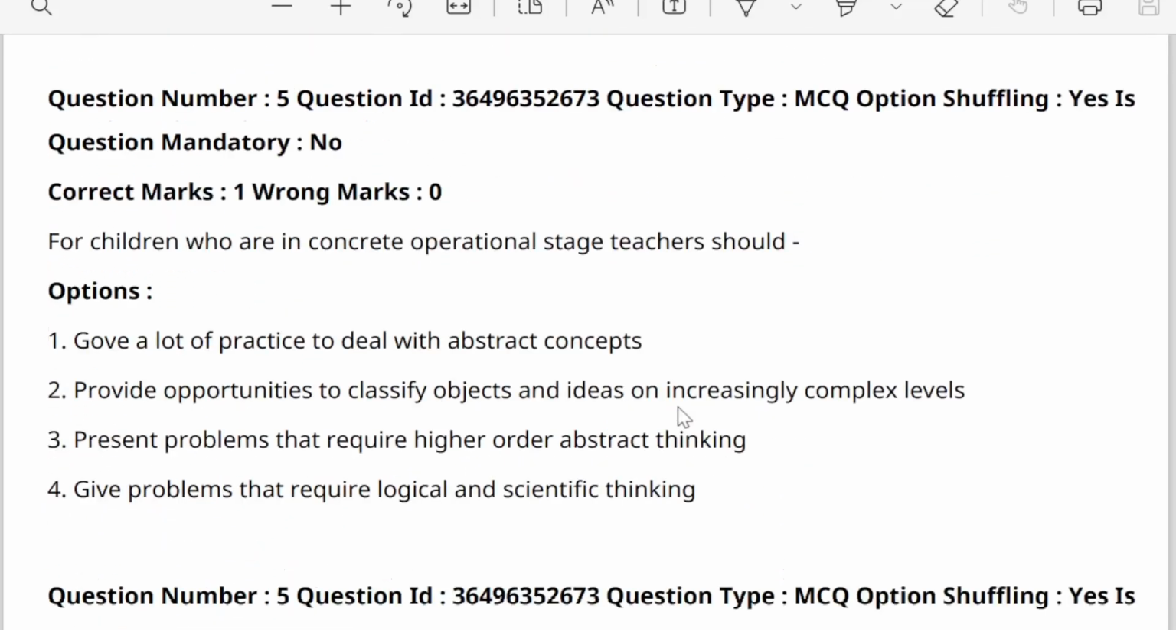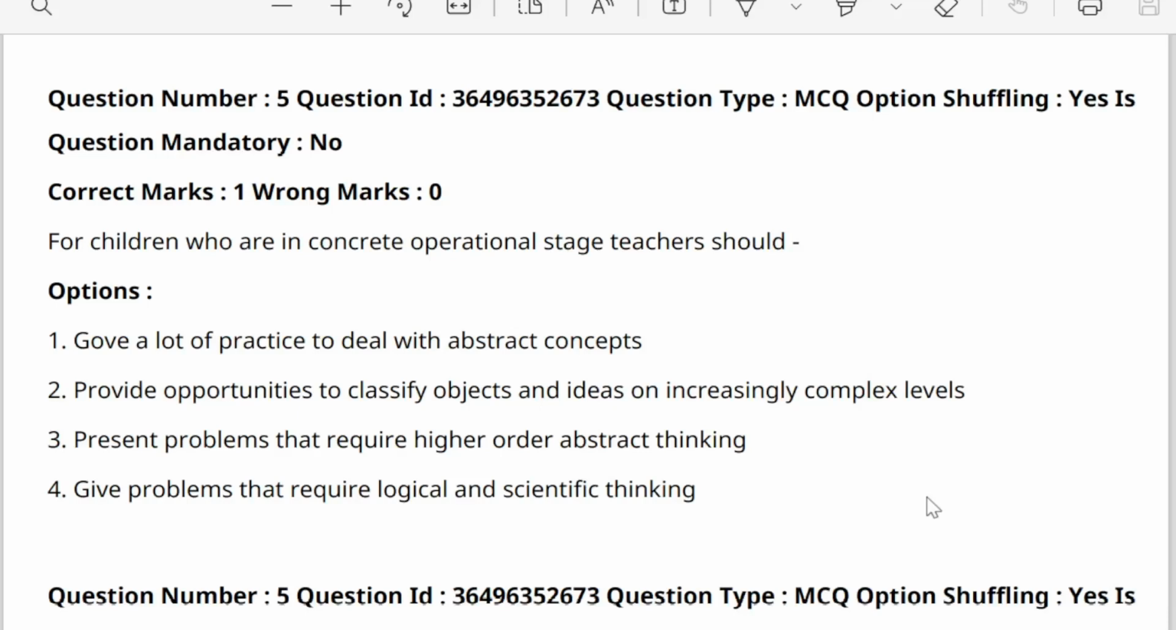Question number 5. For children who are in concrete operational stage, teachers should 1. Give a lot of practice to deal with abstract concepts. 2. Provide opportunities to classify objects and ideas on increasingly complex levels. 3. Present problems that require higher order abstract thinking. And 4. Give problems that require logical and scientific thinking.